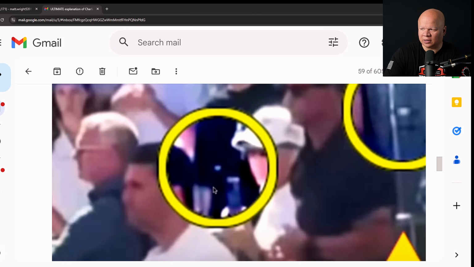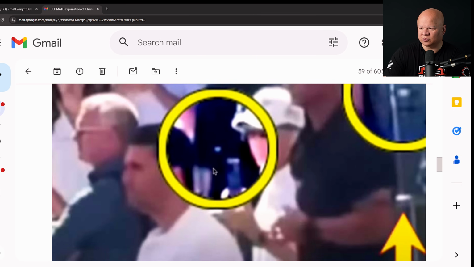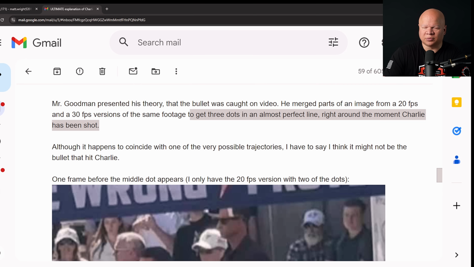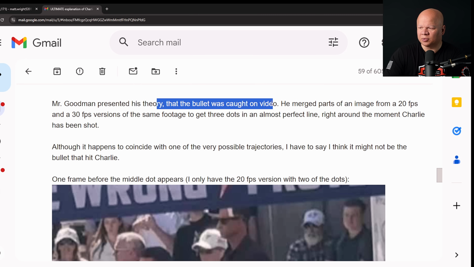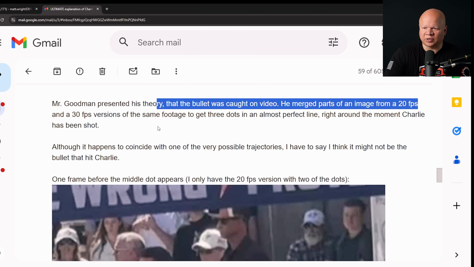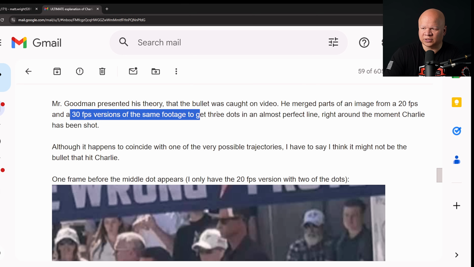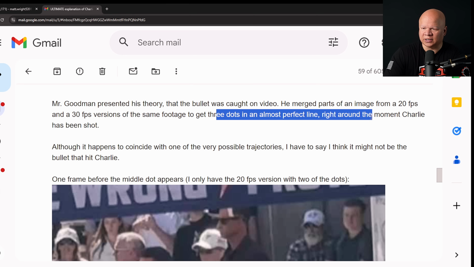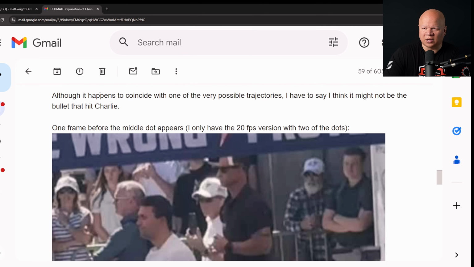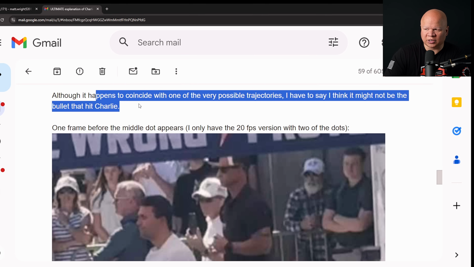Kalikukul is talking about these previous images that Jason Goodman had put together. Mr. Goodman presented his theory that the bullet was cut on video. He merged parts of the images from a 20 FPS and a 30 FPS versions of the same footage to get three dots in an almost perfect line right around the moment Charlie's been shot. Although it happens to coincide with one of the very possible trajectories, I have to say I think it might not be the bullet that hit Charlie.